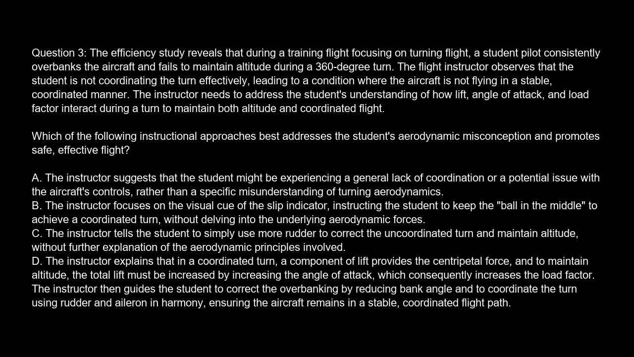Option A. The instructor suggests that the student might be experiencing a general lack of coordination or a potential issue with the aircraft's controls, rather than a specific misunderstanding of turning aerodynamics. Option B. The instructor focuses on the visual cue of the slip indicator, instructing the student to keep the ball in the middle to achieve a coordinated turn, without delving into the underlying aerodynamic forces. Option C. The instructor tells the student to simply use more rudder to correct the uncoordinated turn and maintain altitude, without further explanation of the aerodynamic principles involved.